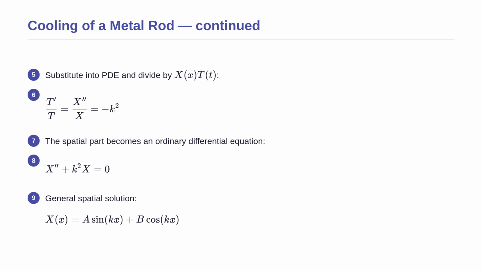This gives us a classic second-order ordinary differential equation for the spatial part, whose general solution is a combination of sine and cosine waves.